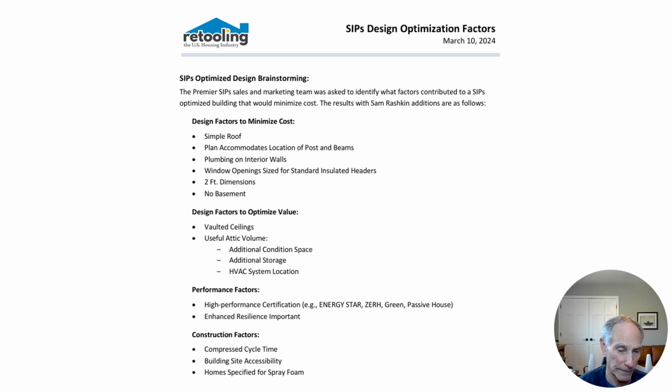And then on construction factors, where your cycle time is compressed, that's a huge cost saving. So you want to make sure projects benefit from cycle time, where we know SIPs add extra value. Also, when your building site is accessible, that makes SIPs a much lower cost process to get to the site. And for homes specified for spray foam, SIPs will be a much more cost-effective solution because spray foam has a much higher price than conventional insulation products. So all those factors help you understand when you're SIP optimized, and that will come into play on some of the inputs.